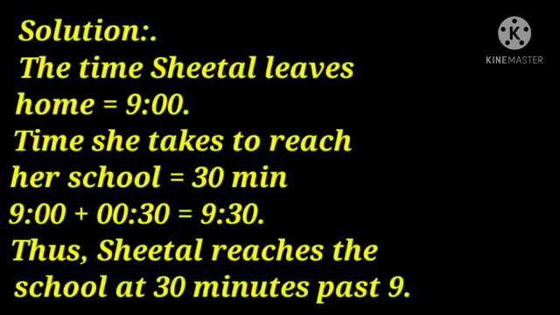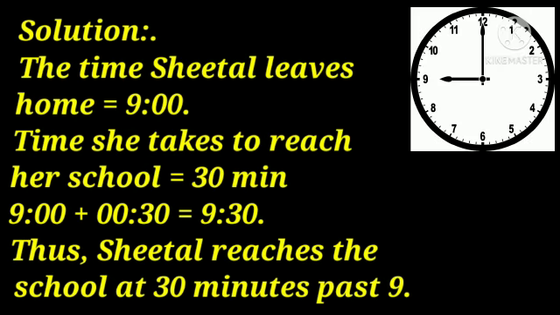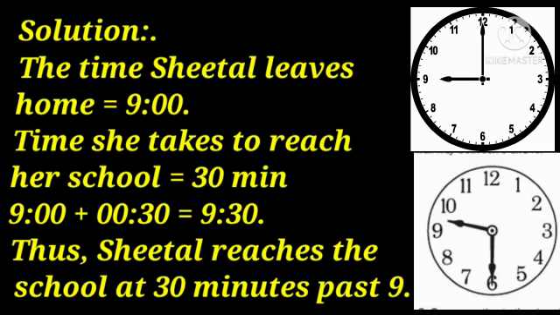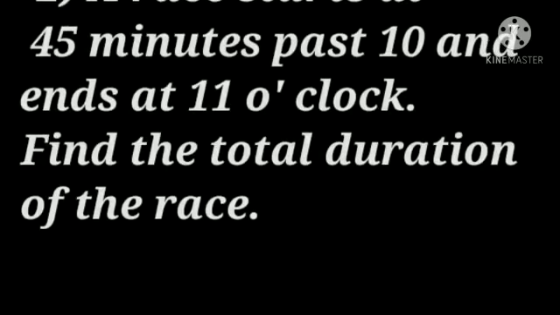The time Sheetal leaves home is 9 o'clock. Time she takes to reach her school is 30 minutes. So 9 hours plus 30 minutes is 9:30. Thus, Sheetal reaches school at 30 minutes past 9. Next one.